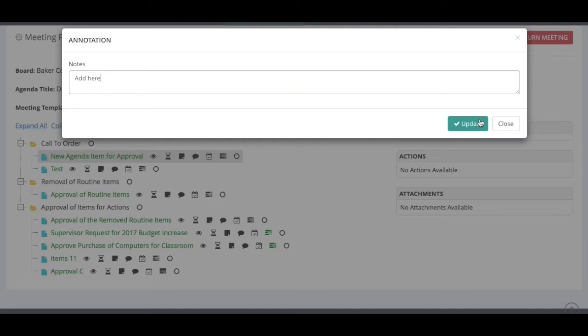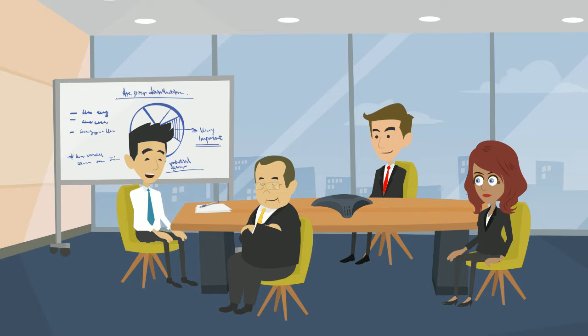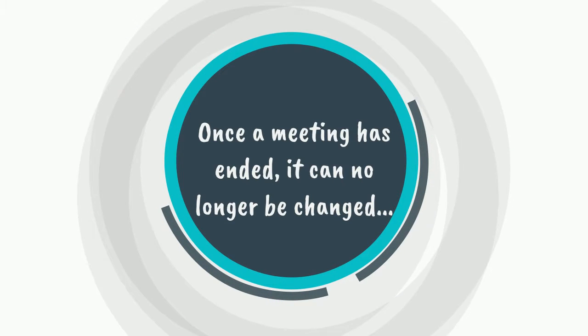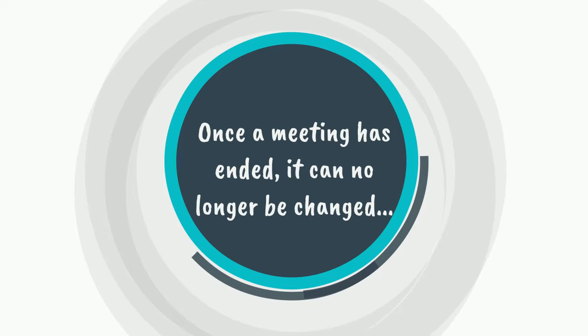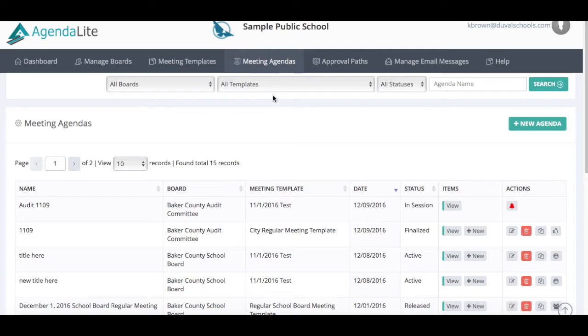Click the Update button. After the meeting has ended, the board assistant will complete all the necessary changes, and he or she will then submit the agenda and minutes to board members and staff for review and approval. Once a meeting is officially completed in AgendaLite, it can no longer be changed in any way. To complete an agenda, do the following.